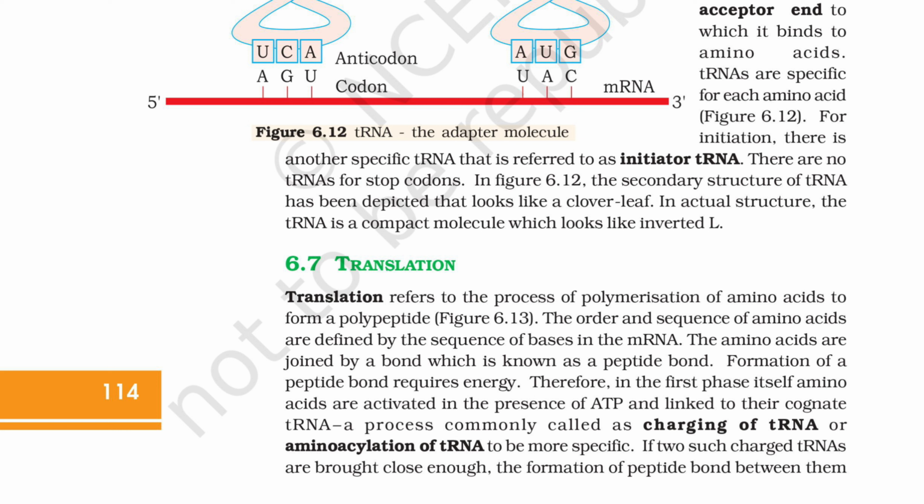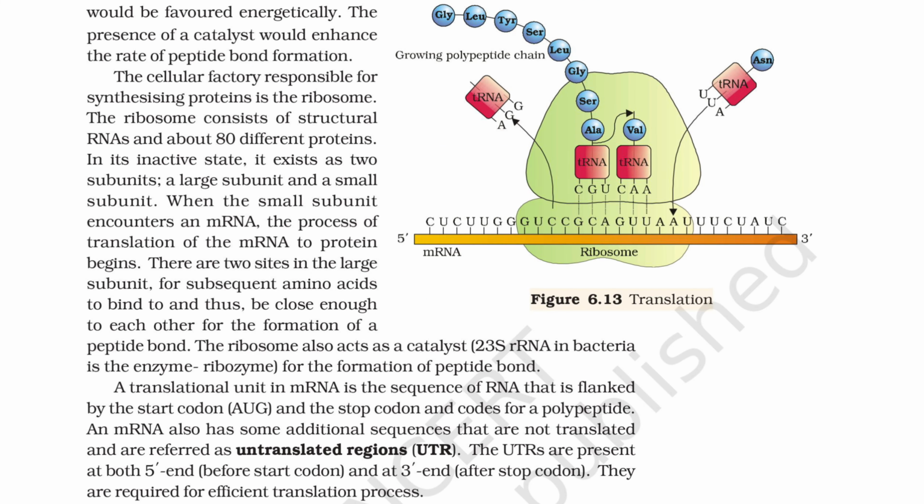Therefore, in the first phase itself, amino acids are activated in the presence of ATP and linked to their cognate tRNA, a process commonly called charging of tRNA, or aminoacylation of tRNA to be more specific. If two such charged tRNAs are brought close enough, the formation of a peptide bond between them would be favored energetically. The presence of a catalyst would enhance the rate of peptide bond formation.